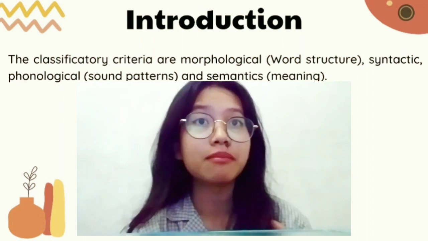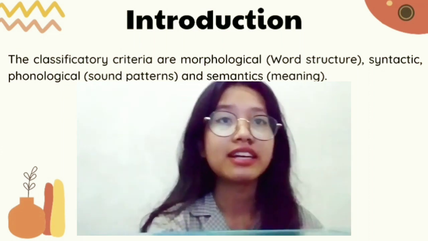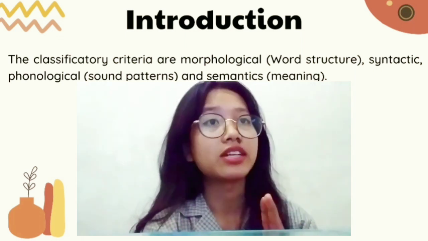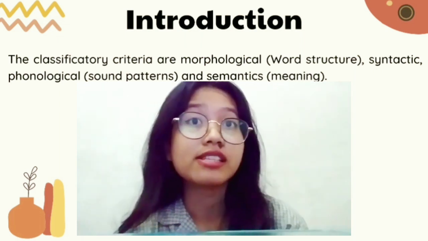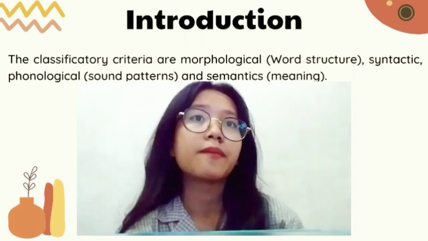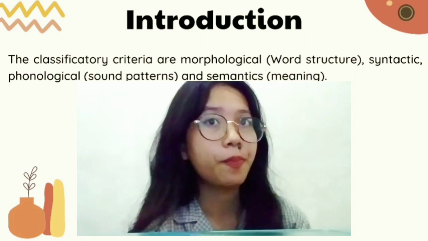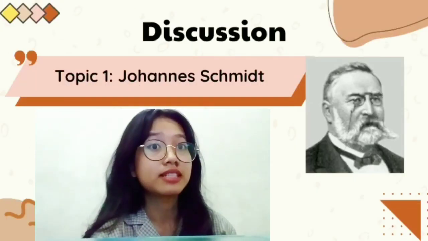And then the most common classificatory criteria for classifying the human languages are morphological or word structure, and then syntactic, phonological or sound patterns, and the last is semantic or meaning patterns. And then we move to the part of discussion. First topic is from Johannes Smith's theory.